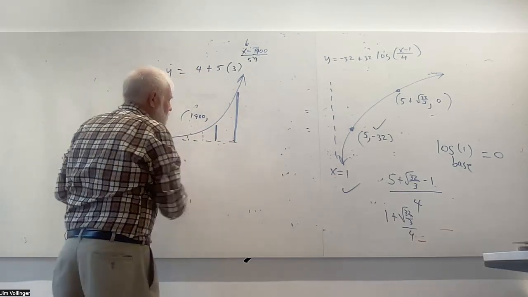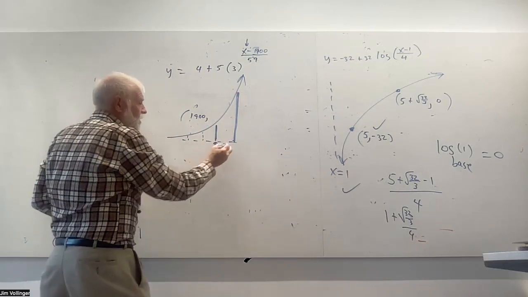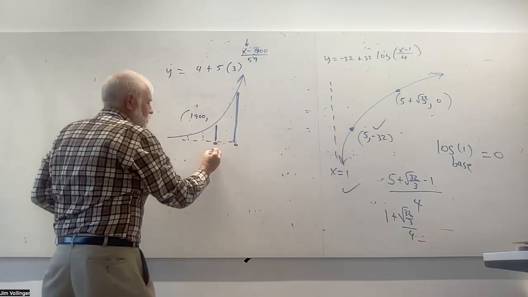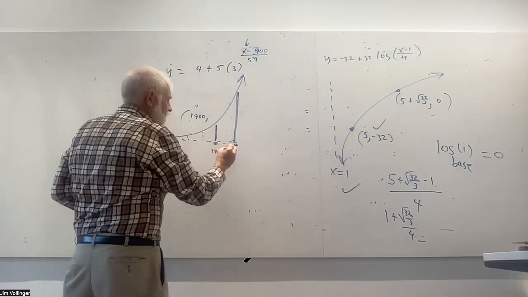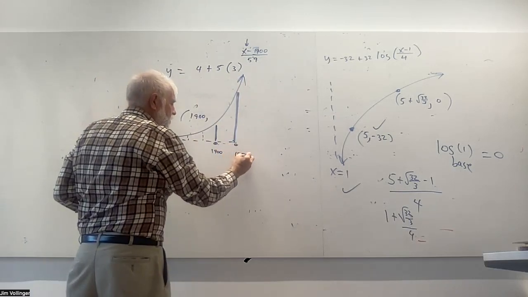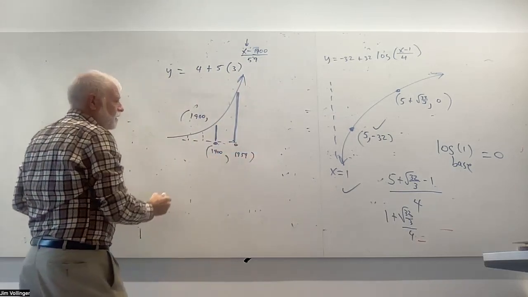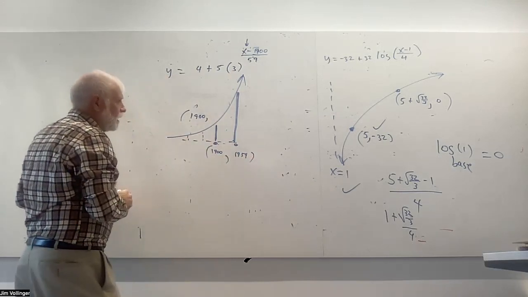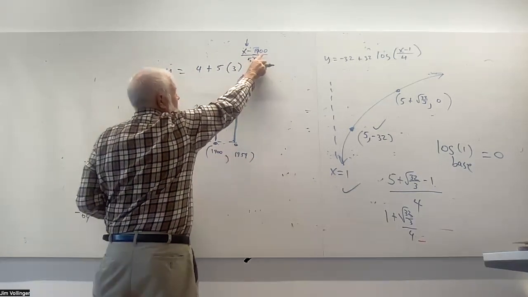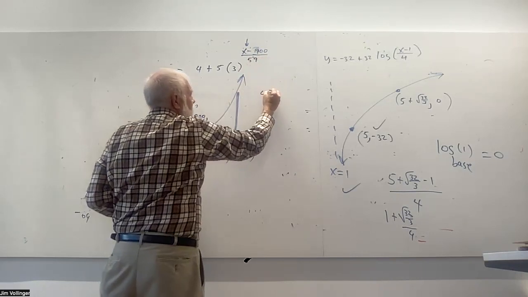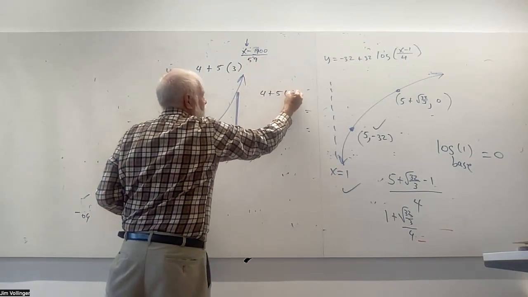So what are the two numbers, the x values that I'm looking at? Well, 1900 is one, and 59, so 1959 is the other. What's that going to give me? That's going to give me an initial jump at 1900. 1900 minus 1900 gets us 4 plus 5, 3 to the 0.